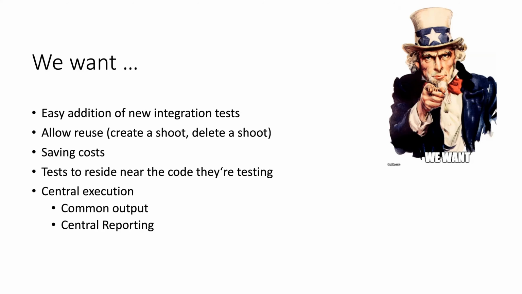The fifth point is the central execution. As I already said, we want a common output and a central reporting to get an overview about our current landscapes, about the current stability, and about the quality of the test, about the quality of the landscape. So therefore, we want to help make a release decision, so that we have an overview about what is going on. Can we release this Garden release, or do we have to fix some things?